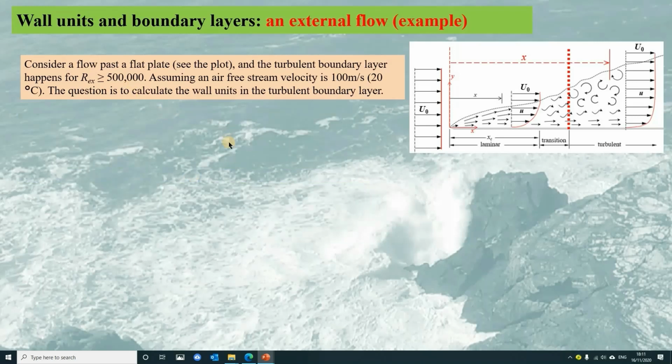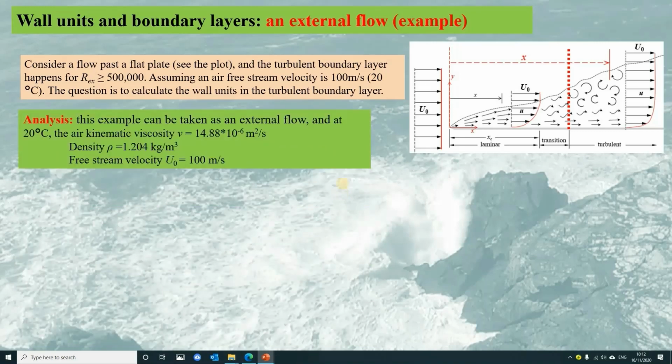Here, the example is the flow past the flat plate. See the plot. And the turbulent boundary layer happens at local Reynolds number larger than 500,000. Assume an air free stream velocity is 100 meters per second at 20 degrees. Now we want to calculate the wall unit in the boundary layer.